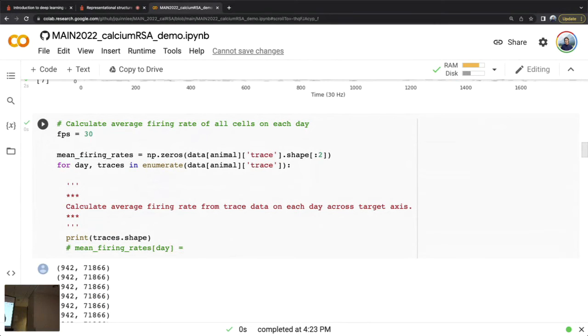So 942 is the number of neurons. In Python, which is 0 indexed, the number of frames is this: 71,866.